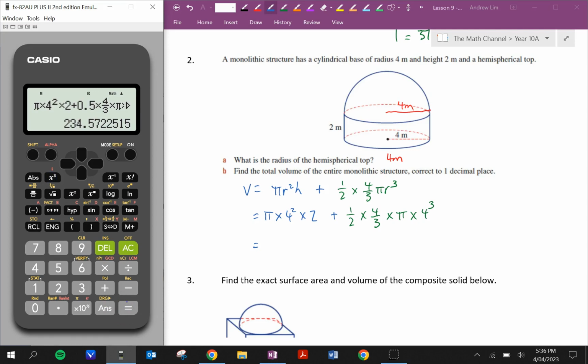$234.57. Now the question says correct to 1 dp, so that's 234.6 meters cubed.